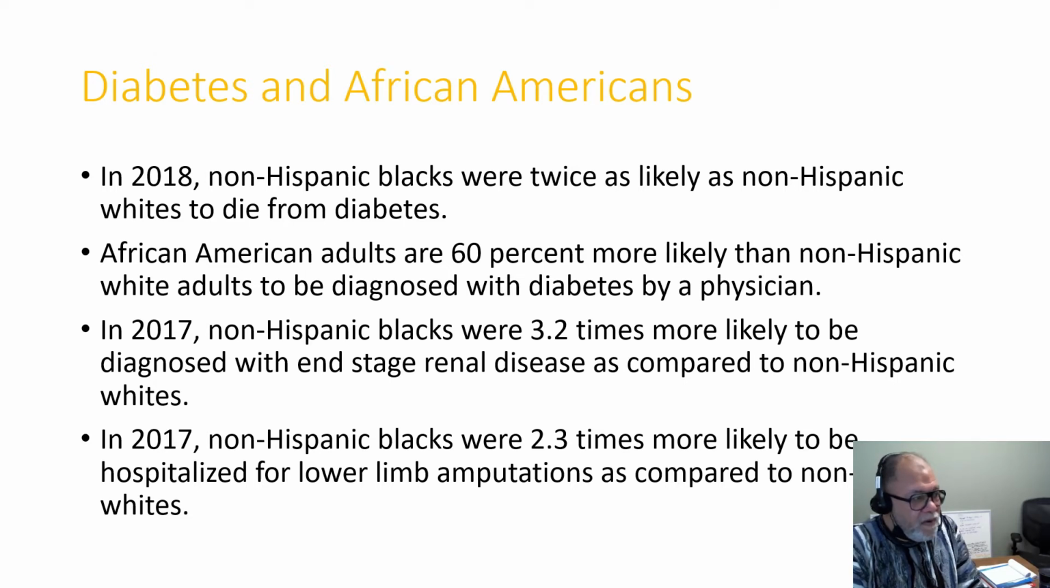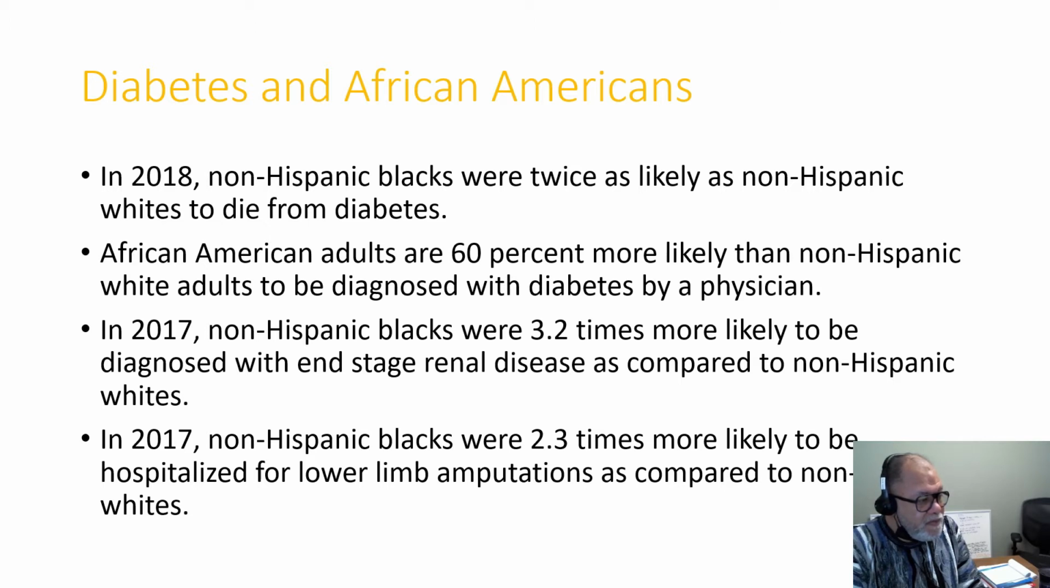Diabetes in African Americans. In 2018, non-Hispanic blacks were twice as likely as non-Hispanic whites to die from diabetes. African American adults are 60% more likely than non-Hispanic white adults to be diagnosed with diabetes by a physician.